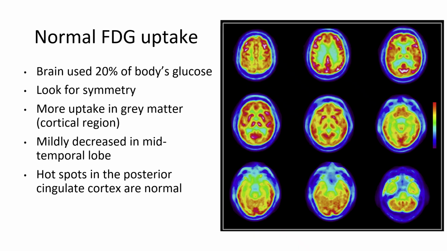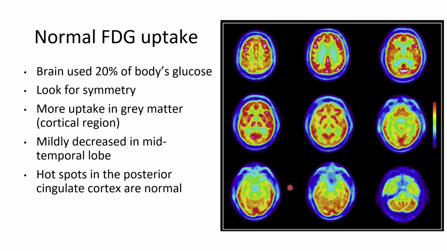So with FDG, like I said, you want to look for symmetry. You'll have more uptake in the cortical region or the gray matter that outlines the brain. Mildly decreased mid-temporal lobe activity is normal as well. I'm kind of pointing my laser pointer at it. You see it right there. And it should still be fairly symmetrical.